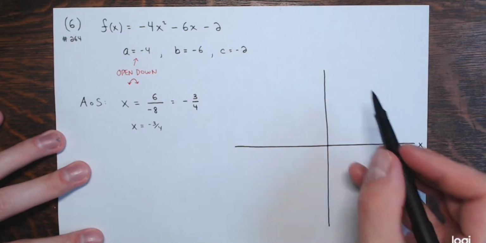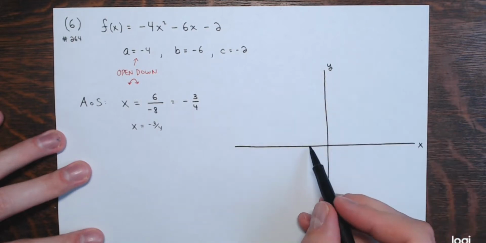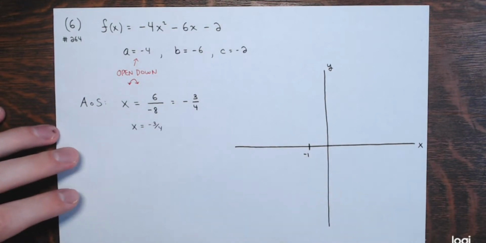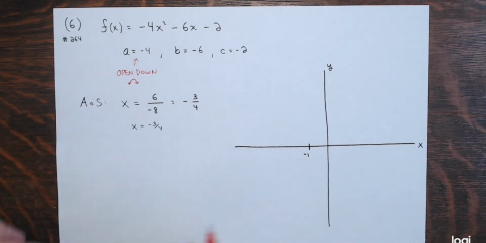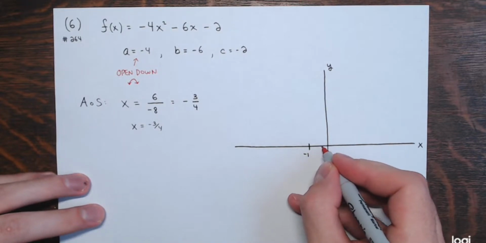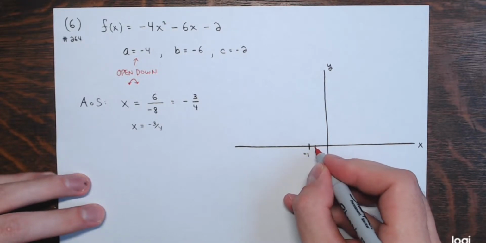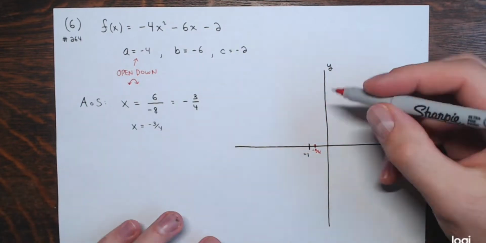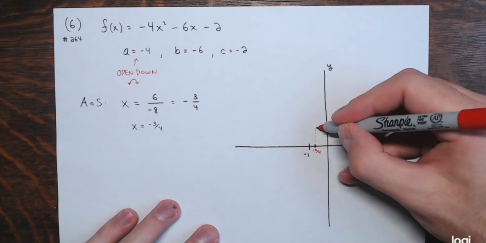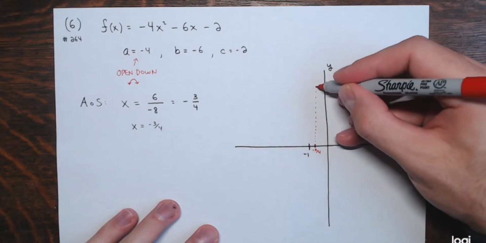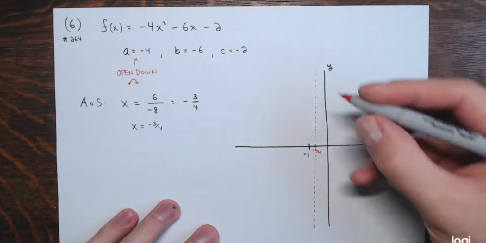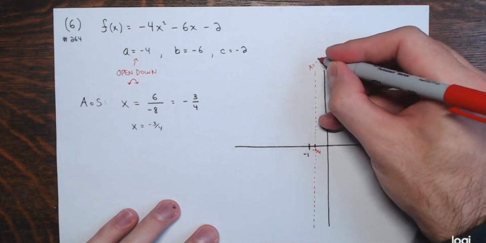So x, y. Here's negative 1, let's say, on the x-axis. Negative 3/4 is 3/4 of the way between 0 and negative 1, so maybe about here. Let's say that's negative 3/4. Sorry about the tininess of that. And then I'm going to do a little dotted vertical line at x equals negative 3/4, and this is the axis of symmetry.